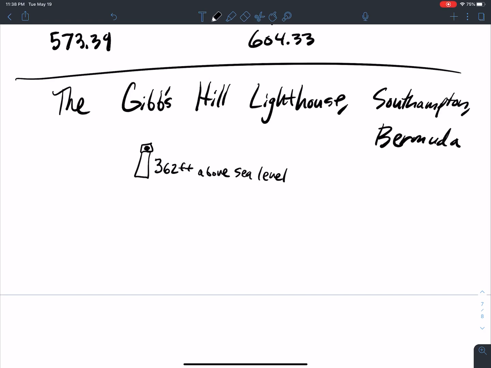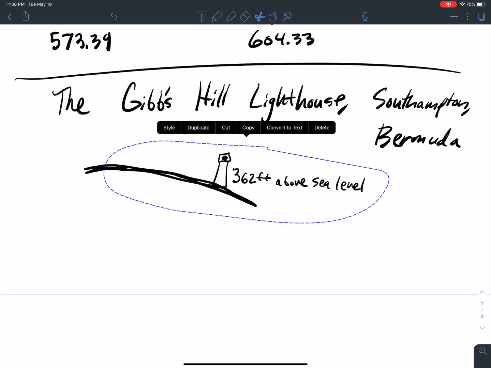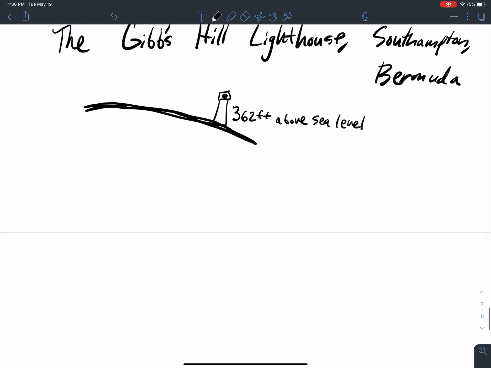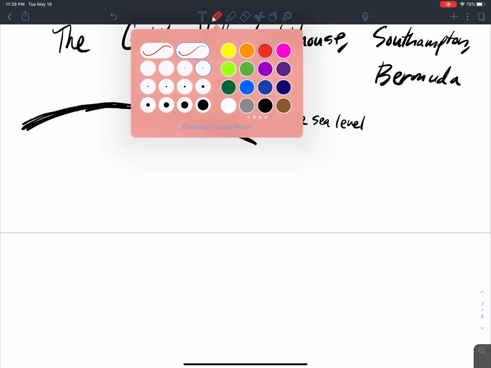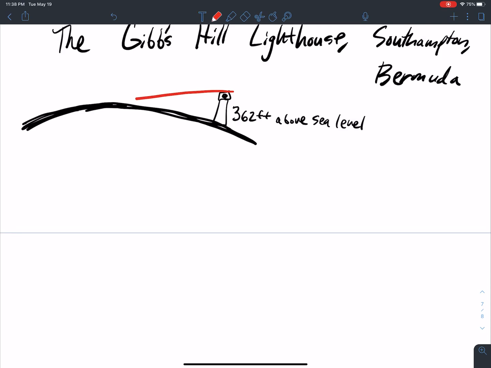So we're kind of talking about the curvature of the earth here. So this lighthouse, after a certain amount of time, the earth is going to curve away, and then you're not going to be able to see the lighthouse anymore. So the question is, how do we know how far until we get where we can't see the lighthouse anymore? So we're kind of looking at that tangent point here. Okay, so what do I need to know?